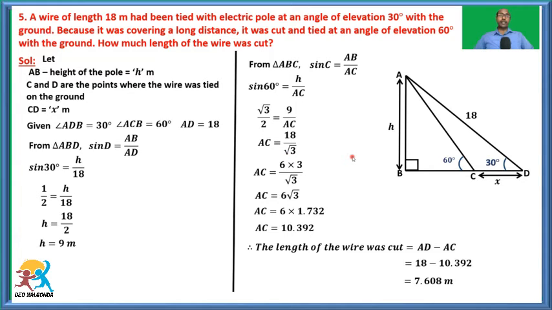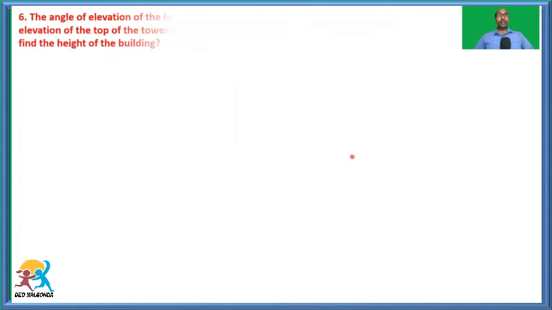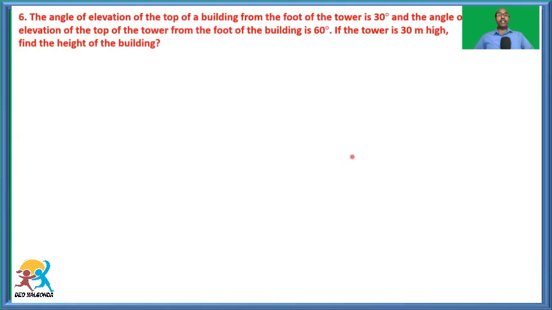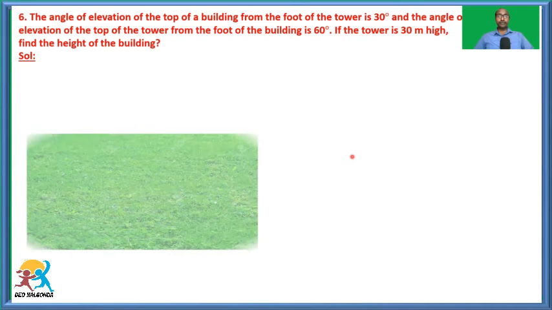Okay, students. Next problem is the sixth problem. The angle of elevation of the top of a building from the foot of the tower is 30 degrees. And the angle of elevation of the top of the tower from the foot of the building is 60 degrees. If the tower is 30 meters high, find the height of the building.